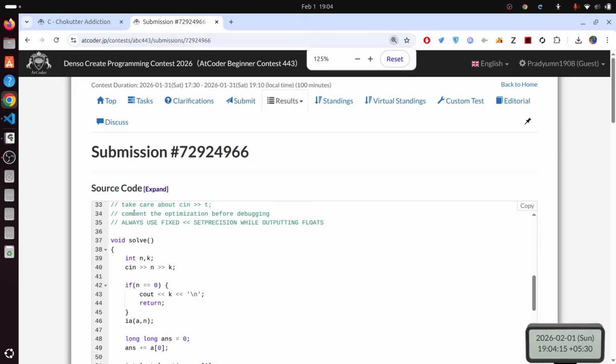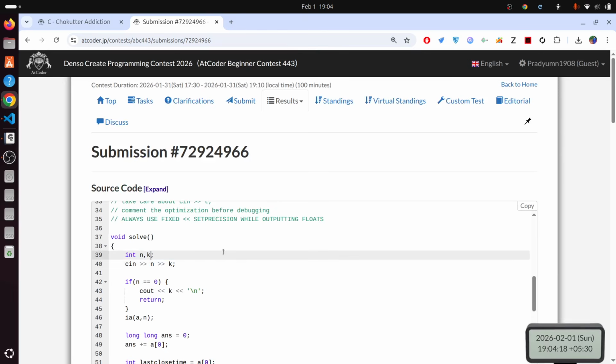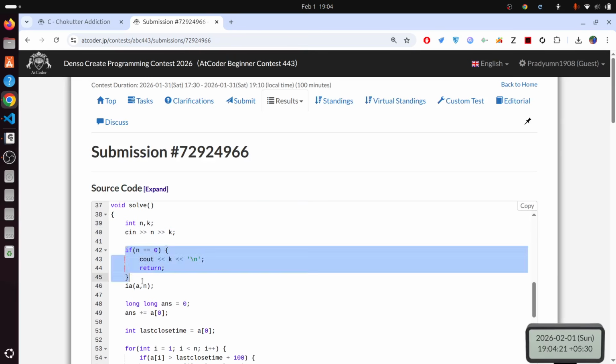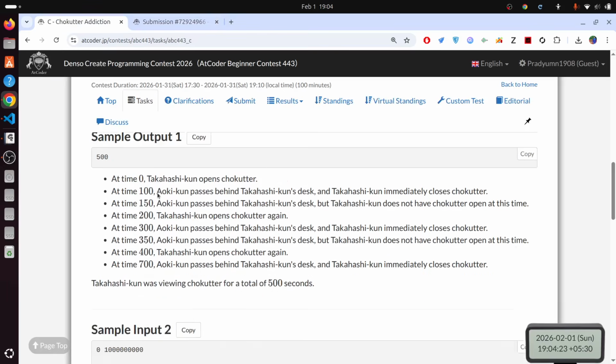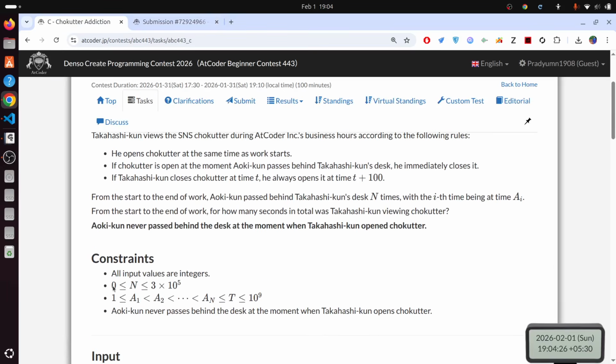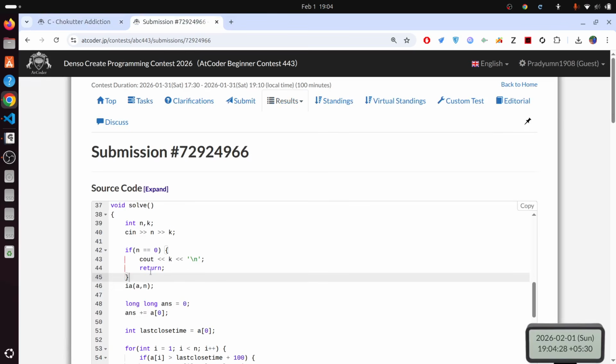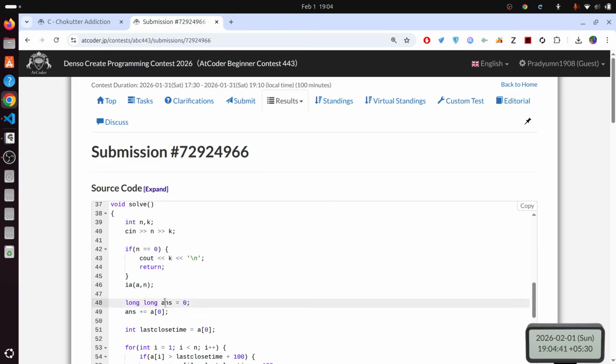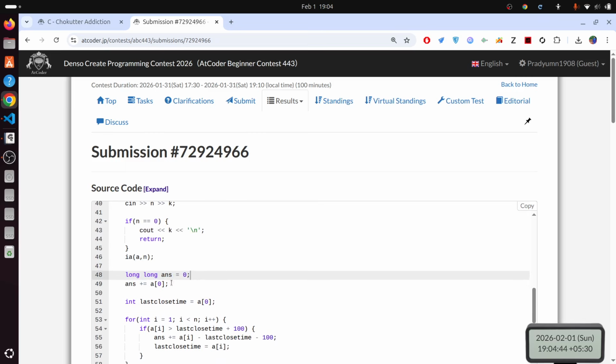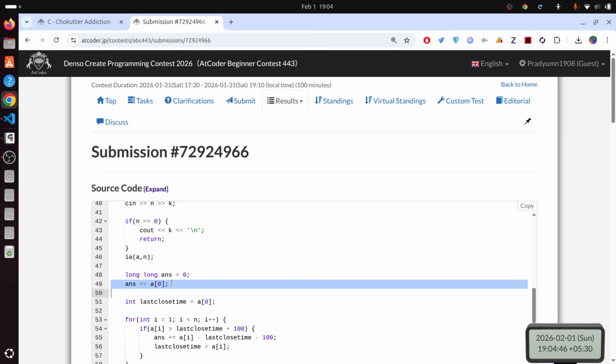Okay, so int n, k, c in n, k. First of all, if n equals 0, then cout k, like n equal to 0 is also there in the constraints. So if n is 0, then for all time the box is open, right? So you will just print the entire day's time. Then I'll take the input of the array, long answer equal to 0, and answer plus equals a naught. So why a naught? Because from time 0 to a naught the box was open, right? So I'll add a naught.